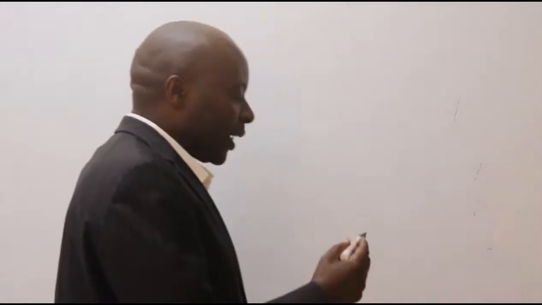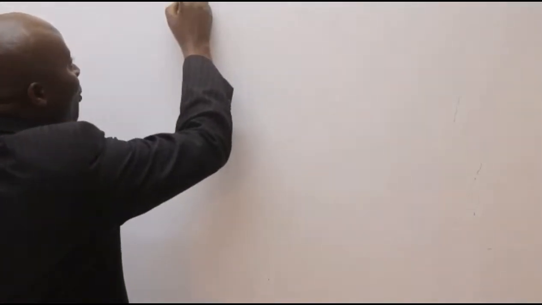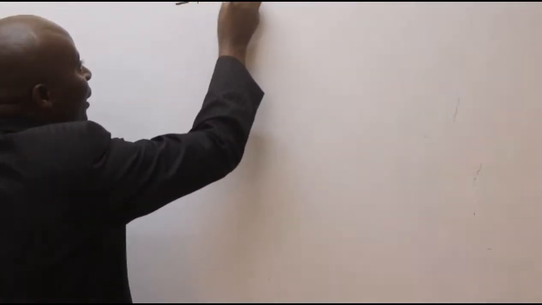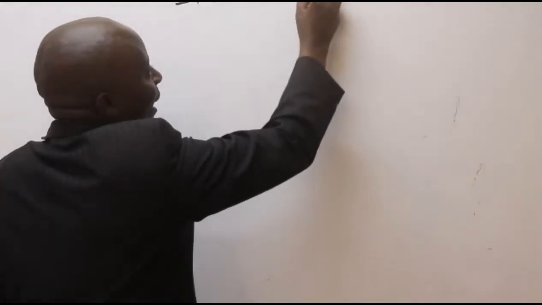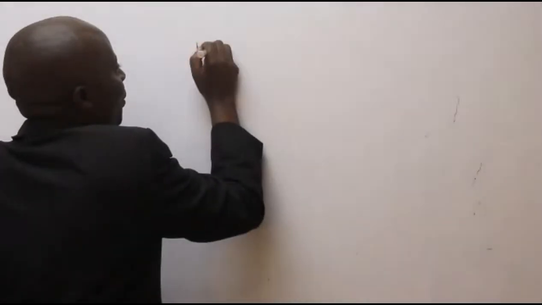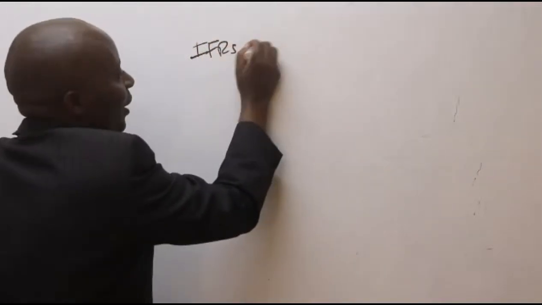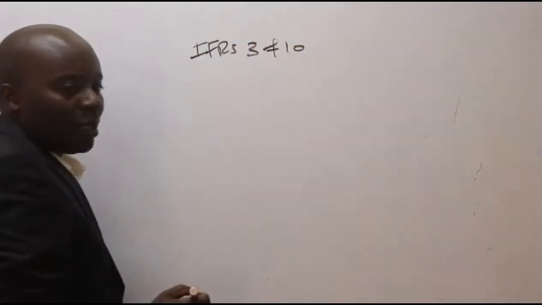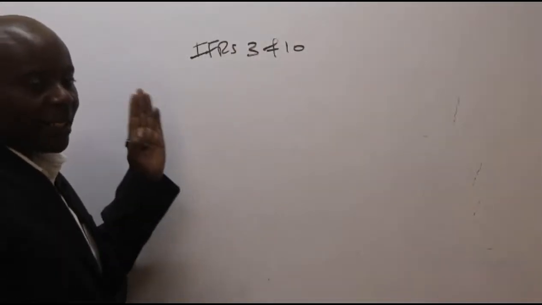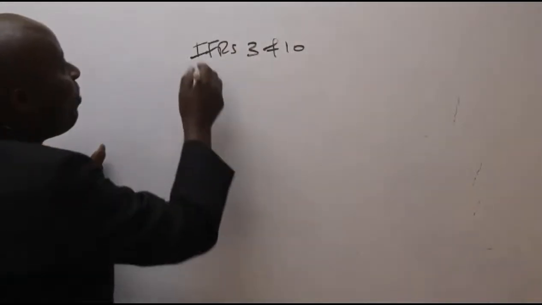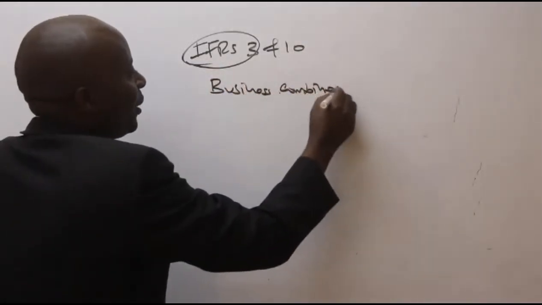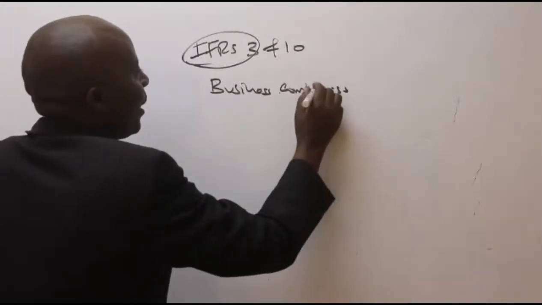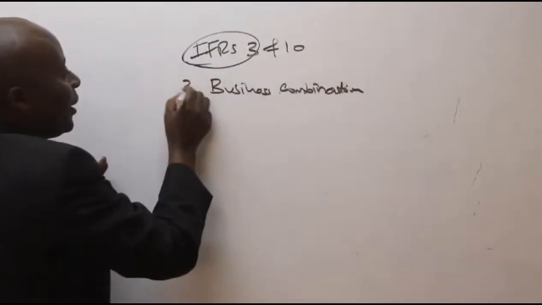When we talk of group accounting, we are basically talking about this particular serious subject from the perspective of IFRS 3 and IFRS 10. IFRS 3 talks about business combinations. This is IFRS 3, business combination.